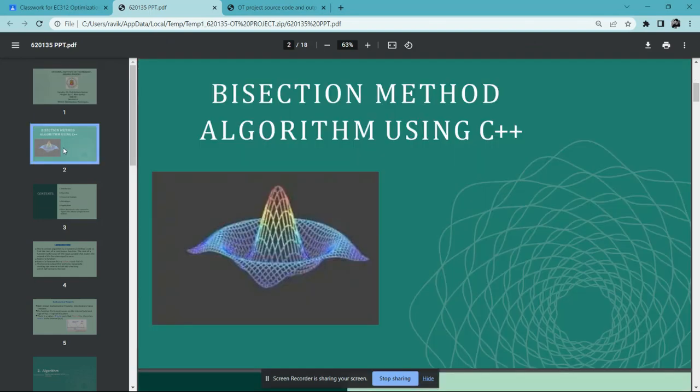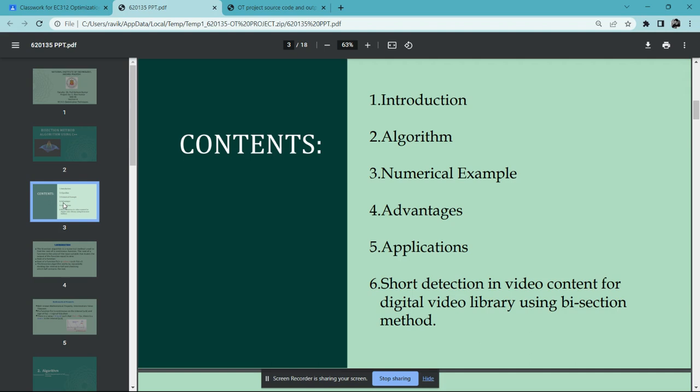My topic is the bisection method algorithm using C++, and here are the contents: introduction of the bisection method and the algorithm, a numerical example on the bisection method, the advantages of the bisection method over other search methods, the applications, and real life applications of the bisection method. And next, the introduction.